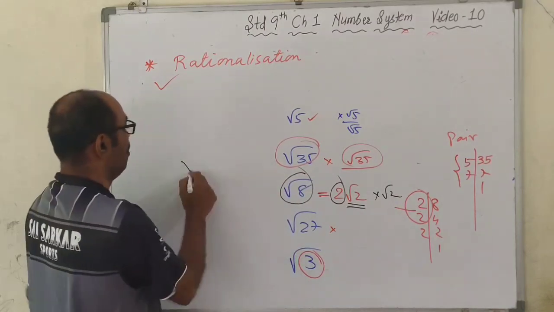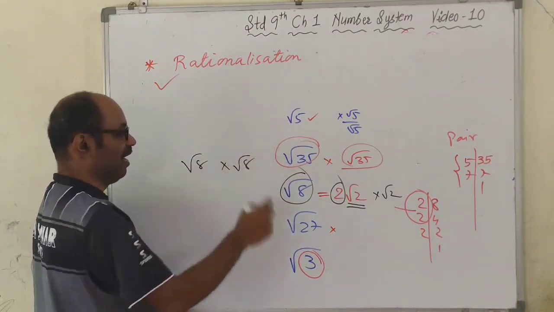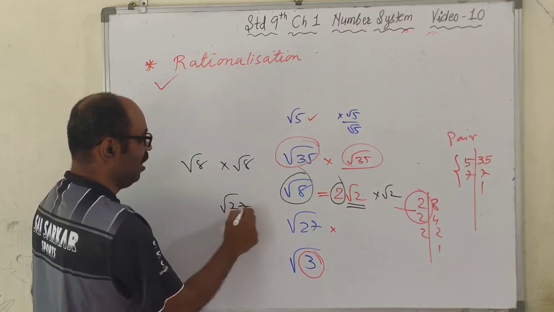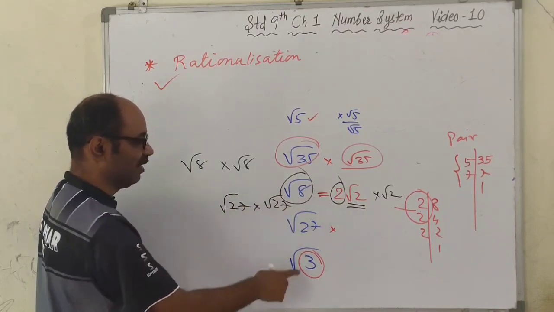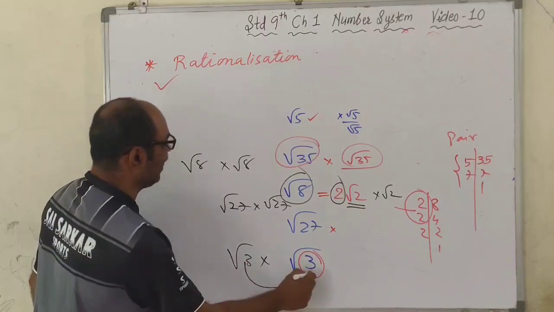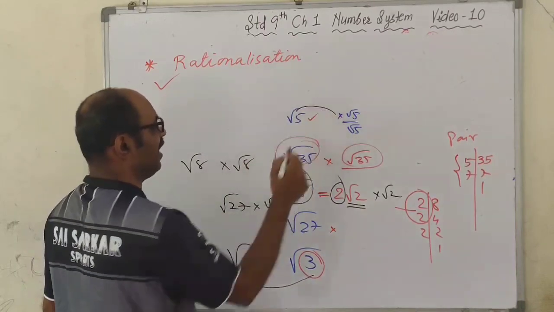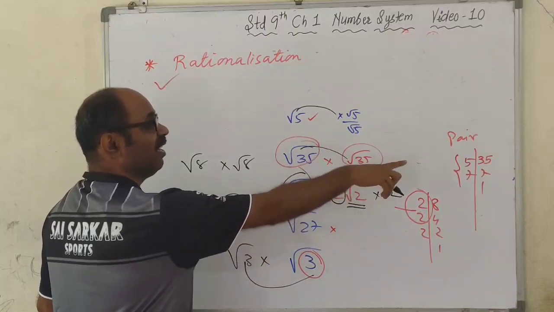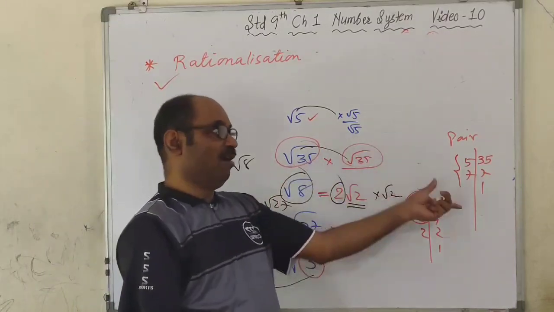Some children, what they do? Root 8 hai, to root 8 multiply karte hai. Root 27 hai, to root 27 se multiply kar dete hai. Root 3 hai, so root 3 se multiply kar dete hai. Yahan theek hai. Yahan bhi theek hai. Yahan bhi theek hai, kyunki it is already the simplified form.